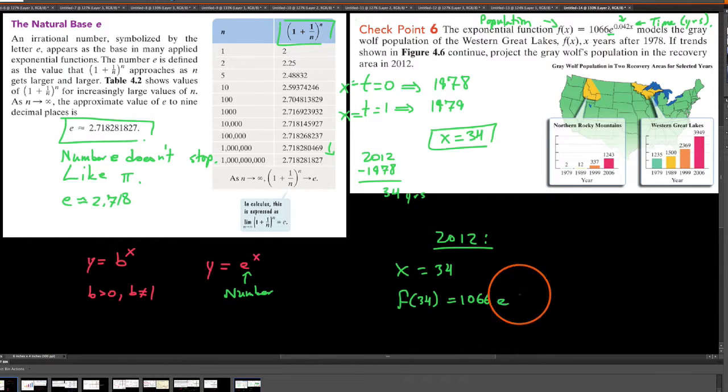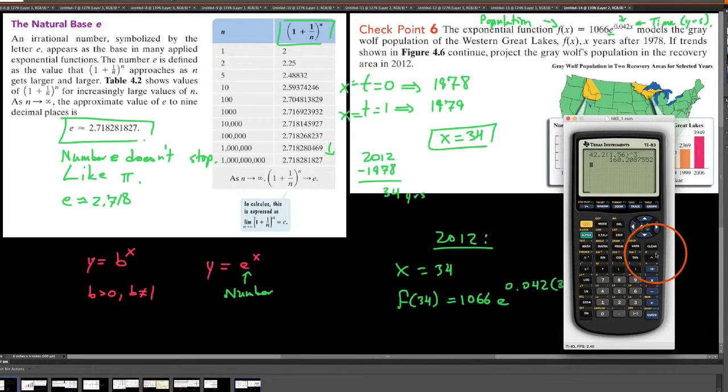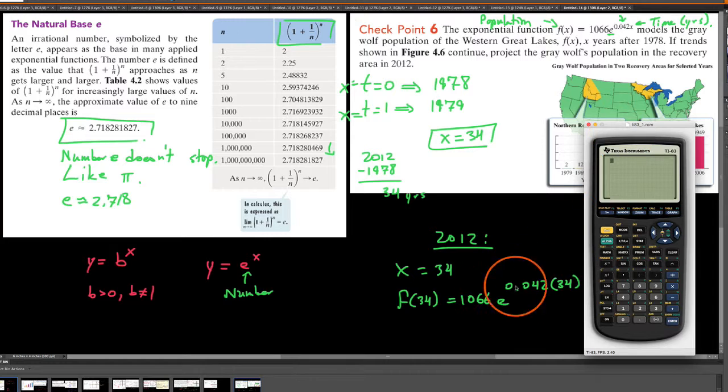We say 1066 e to the 0.042 times x, which in this case is 34. This looks intimidating at first, but all we need to do is type this into the calculator as we see it, being very careful to use parentheses where we need them. We type 1066. Now the e to the power of button is typically located behind the button that says ln. If I hit this e to the power of x key, you'll see it's always e to the power of, because that's our natural base. We type e to the power of 0.042 times 34, and I'm going to hit an end parenthesis here because the exponent has to be evaluated first before we take e to the power of that thing.